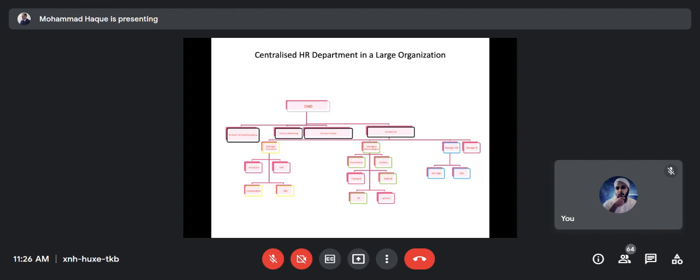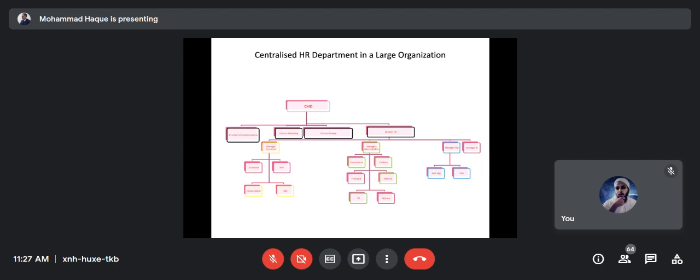Right. Now, manager personnel has got function like grievance management. He has to do function like human resource planning. He has to look after the compensation part of the employee. And he has also to look after the recruitment and selection of those employees who are there. So that falls under the manager personnel.